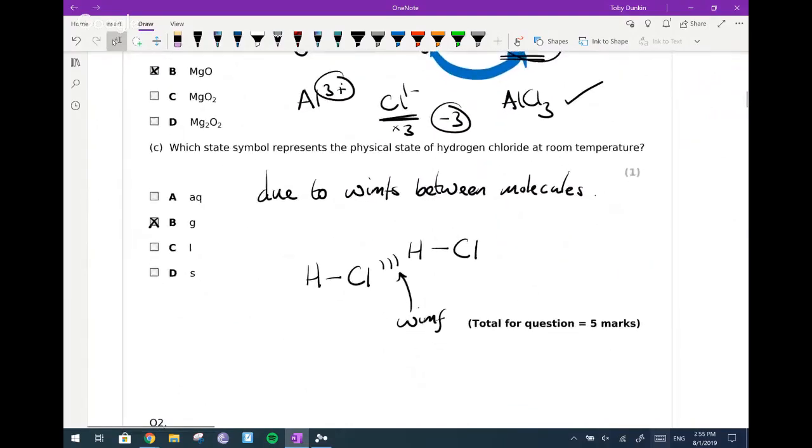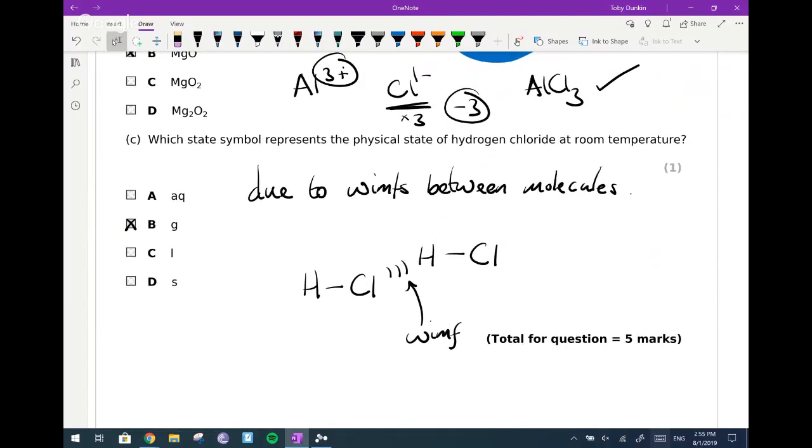Next thing: which state symbol represents the physical state of hydrogen chloride at room temperature? This one comes up a lot, definitely one that I would emphasize.